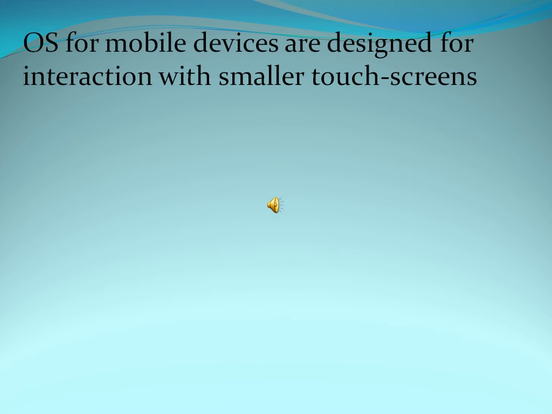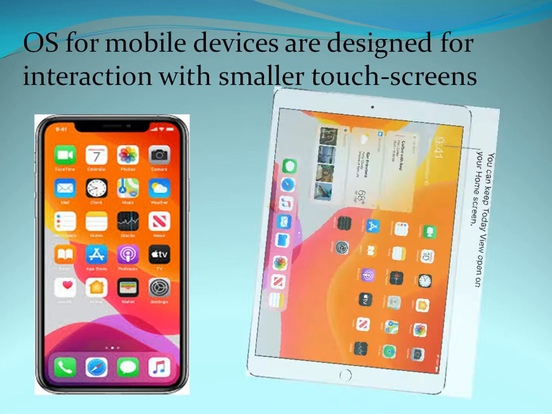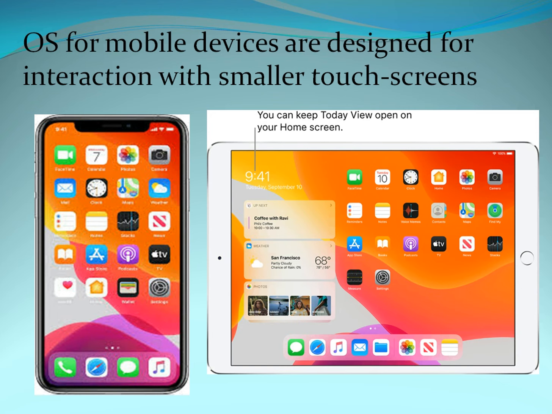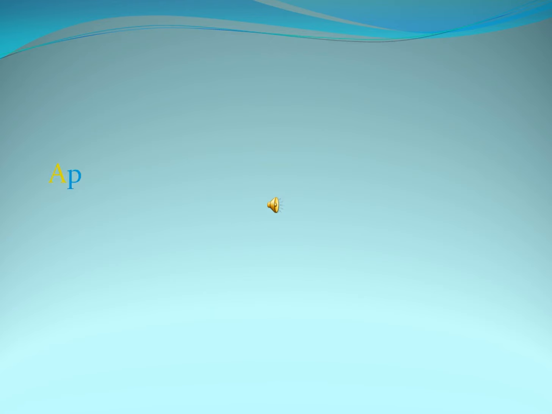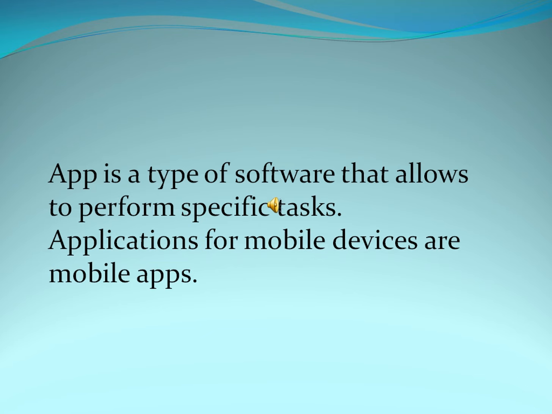In this, we'll see about mobile apps. Operating systems for mobile devices are designed for interaction with the small touch screen. In the mobile, we have seen many applications. We are using the Diksha app, we are using the e-learning app, also we are using state board apps. In this screen, we'll see a short instruction about app. So students, repeat again with me. App is a type of software that allows us to perform specific tasks. Applications for mobile devices are the mobile apps.